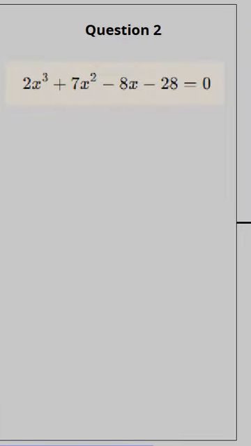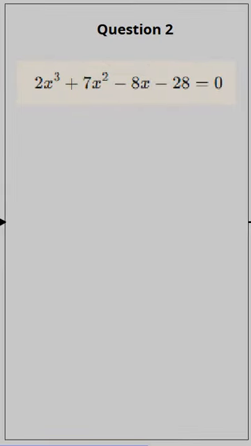This is the way to solve the polynomial by using factorization. Here we can see 2x to the power of 3 plus 7x squared minus 8x minus 28. So from here you will factor out x squared.